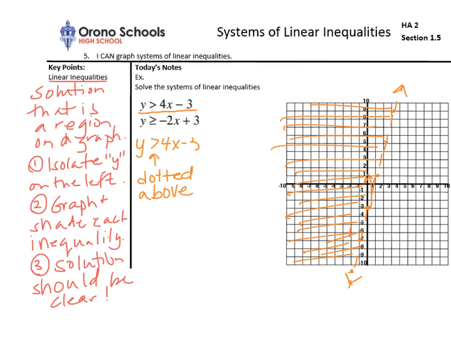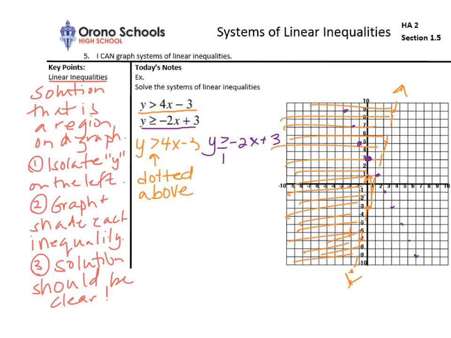And now I'm going to take a look at the second inequality. y is greater than or equal to negative 2x plus 3. Again, y is already by itself, which is good. I'll plot positive 3 up here on the y-axis. My slope is negative 2, which means I'm going to count down 2, 1 to the right, down 2, 1 to the right, and again, repeat that all the way to the edge of my graph. I'll do the same thing in the opposite direction. Those points represent the boundary for my inequality.